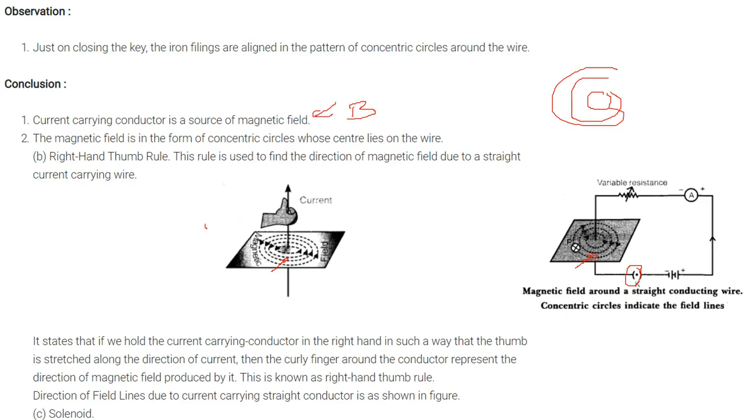So we have the right hand thumb rule. The rule is used for finding the direction of the magnetic field due to a straight current carrying conductor. So this is the direction of magnetic field. It states that if we hold the current carrying conductor in the right hand in such a way that the thumb is stretched along the direction of current, then the curled fingers around the conductor represent the direction of magnetic field produced by it. This is known as the right hand thumb rule.